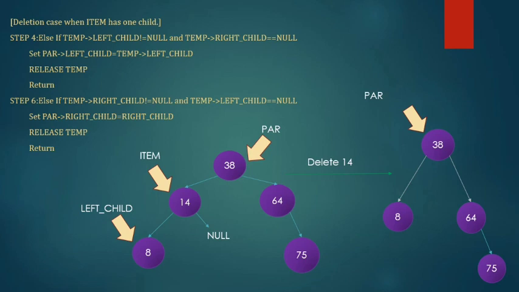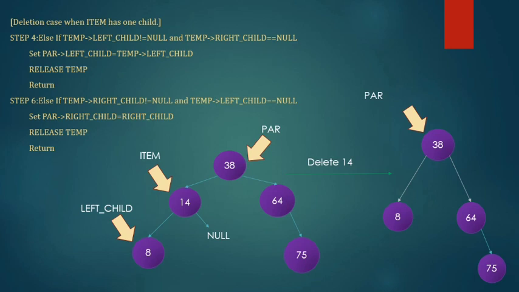We can't delete temp, that is item, now, since the changes made to its parent par are dependent on temp. So first, we will make 14's parent 38's left child point to 8, and 38's right child will be just as it is. We will finally release temp and return.